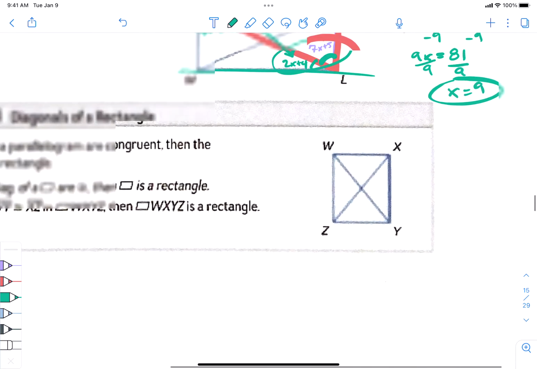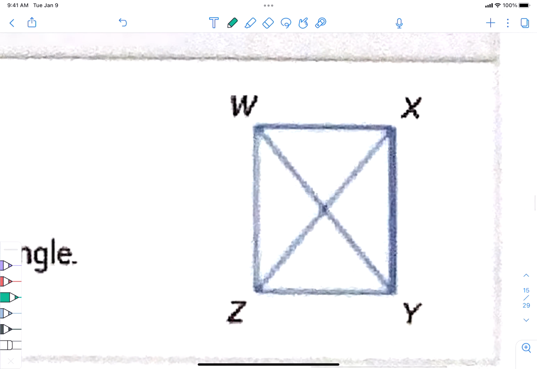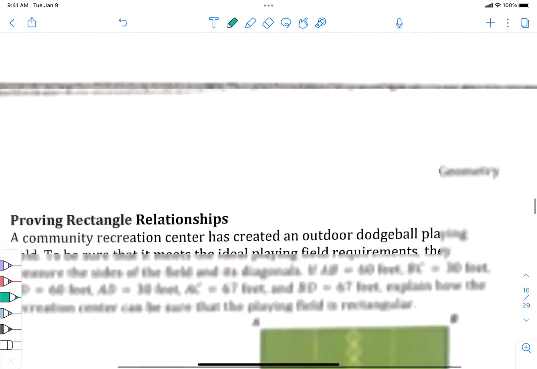This bottom one just says that the diagonals are going to be equal in a rectangle, which we already went over in our little box thing. So let's go to the back side and let's answer some more questions.